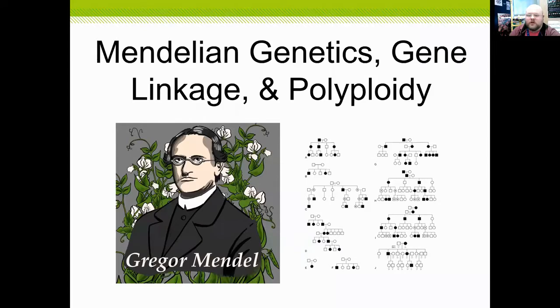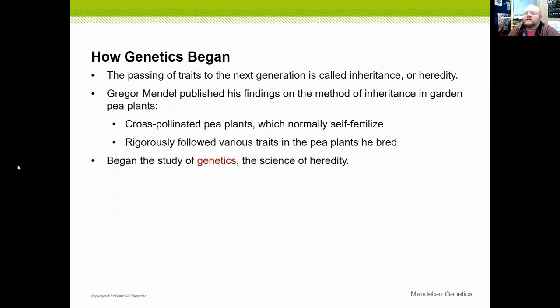But yeah, let's go ahead and look at this week's lesson on monohybrid crosses and Mendelian genetics. All right, we are going to talk a little bit about Gregor Mendel, who is considered the father of genetics. Let's begin. So the passing of traits to the next generation is called inheritance or heredity. And Gregor Mendel published his findings on the method of inheritance in garden pea plants. So he took these pea plants and started noticing that based on how they were kind of bred together, they looked different. And he started thinking, why do they look different?